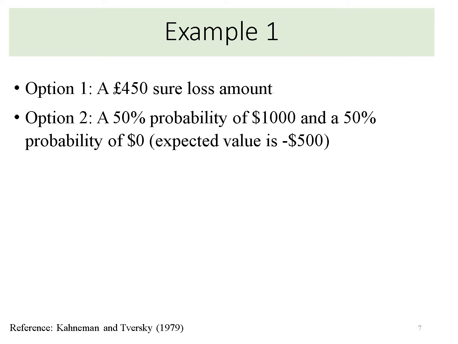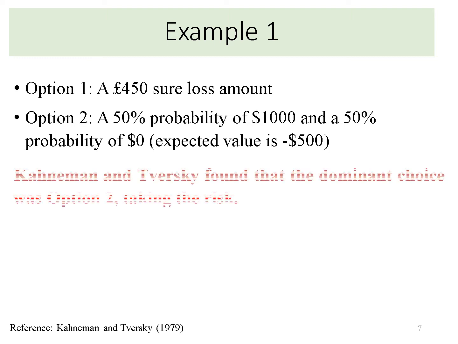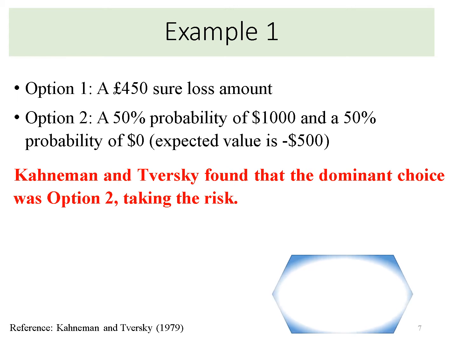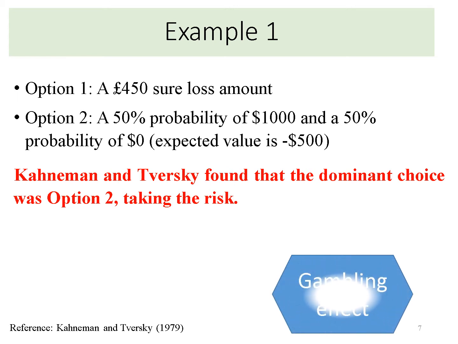Well, having run many experiments on the choices, Kahneman and Tversky found that the dominant choice was option 2. Despite the fact that the expected losses is larger in option 2, respondents would prefer to take the risk rather than to accept the guaranteed losses. This behavior is termed as gambling effect. Investors take risky choices when faced with a sure loss versus a probable loss.